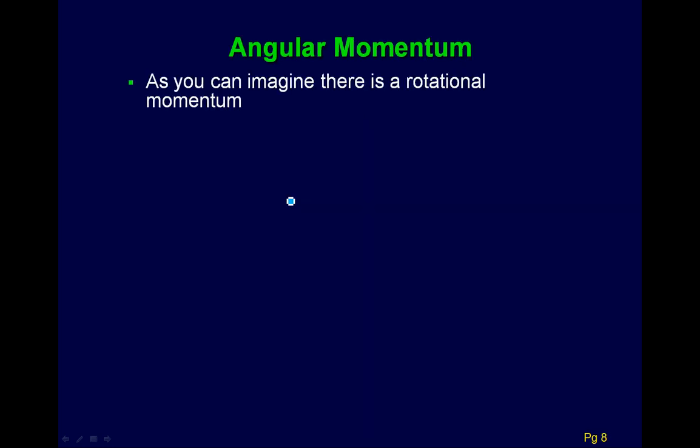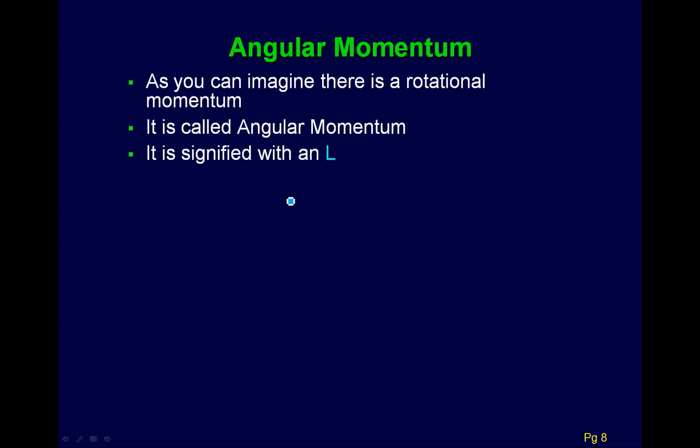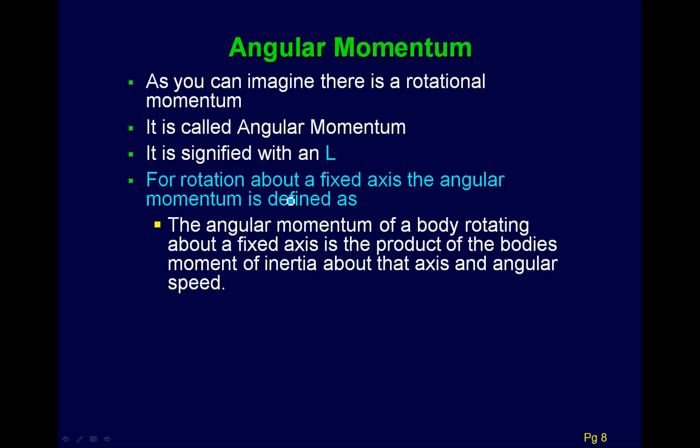So now we're going to move on to the last topic we'll talk about in rotations, which is angular momentum, which is tricky, but it's really something that has a lot of applications. And as you can imagine, everything else we've talked about, there's been a rotational version of it. And so now the last one is angular momentum, rotational momentum. We use an L to signify it.